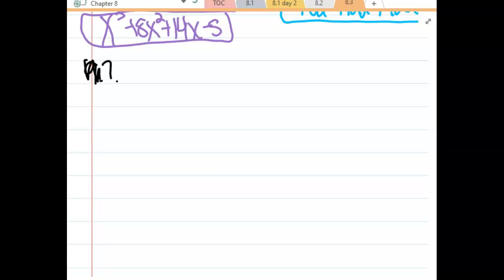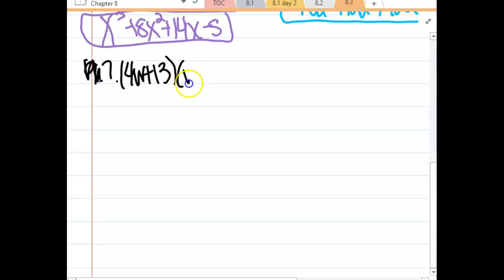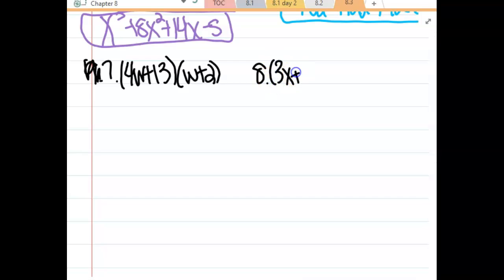Okay, so number 7, 4w plus 13 times w plus 2. And then number 8 is going to be 3x plus 2 times 2x squared plus x minus 4. So I'll give you guys a little bit of a head start, and then I'll work it out slowly on the board so you can check as you go.